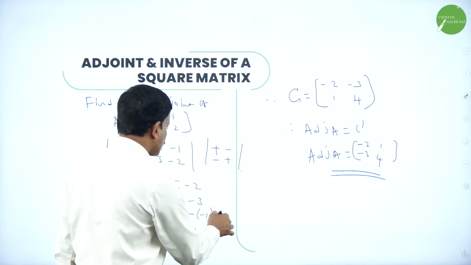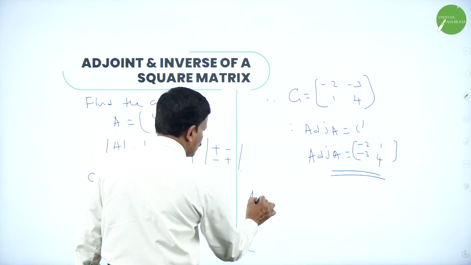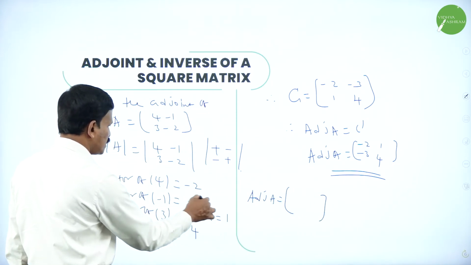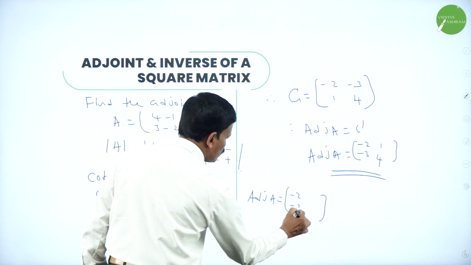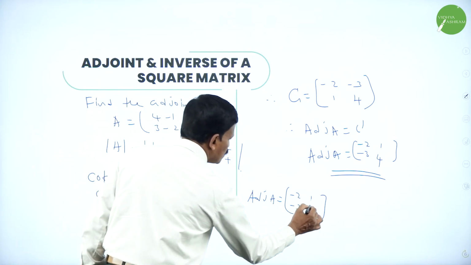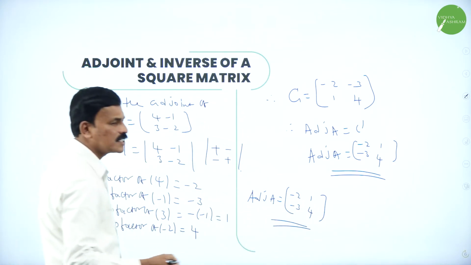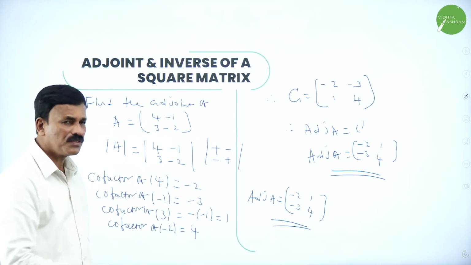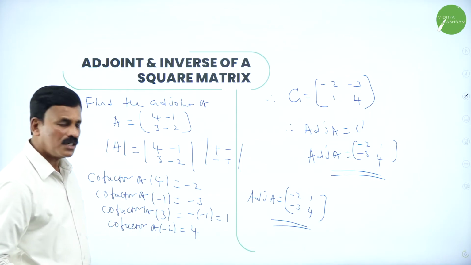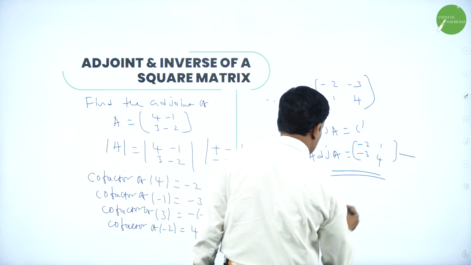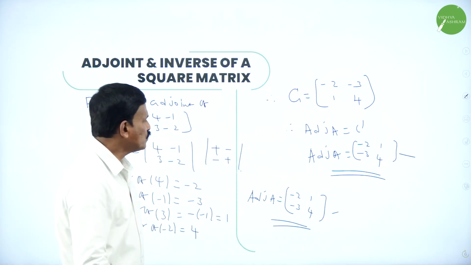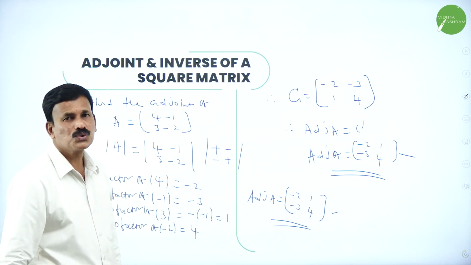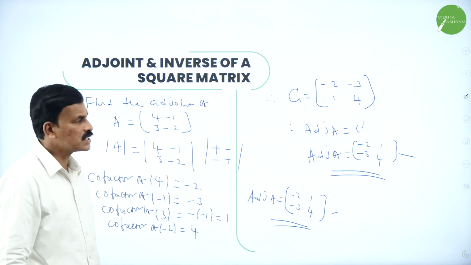Or straight away you can write, here itself you can write the adjoint of A, instead of writing the first row, write it as the first column, minus 2, minus 3 and 1, 4, you will get the adjoint, one and the same. Transpose the cofactor matrix or put it in the form of a column, you will get the adjoint. So, these two are same. So, minus 2, 1, minus 3 and 4. This is how we are going to find the adjoint of a 2 rows and 2 column matrix. This is as far as 2 marks is concerned.